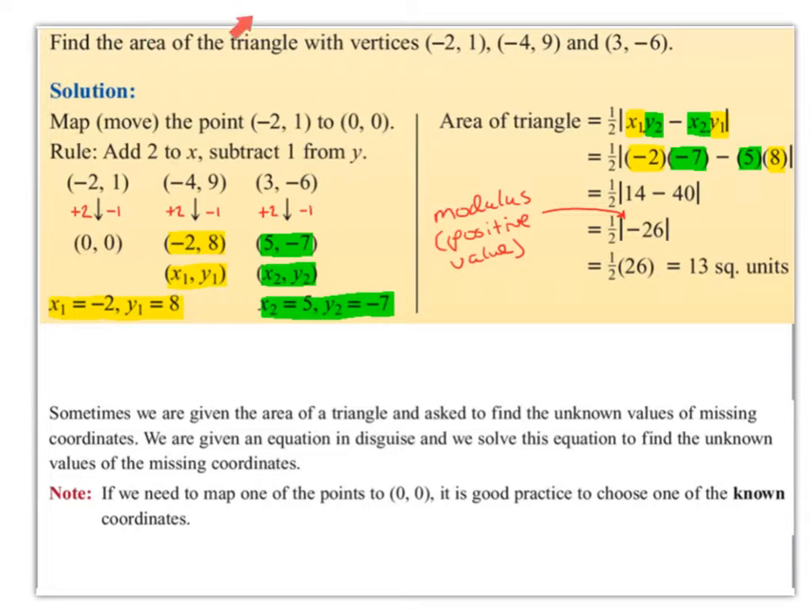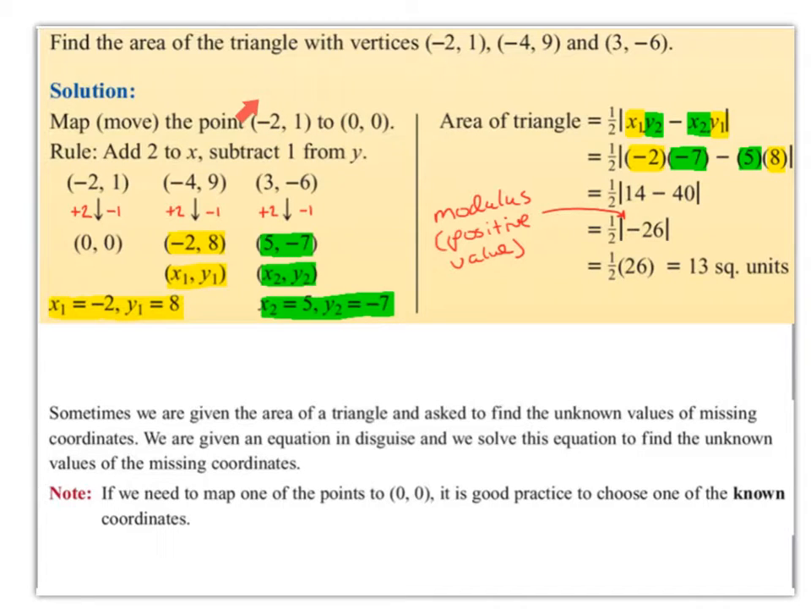Find the area of the triangle with the vertices -2, 1, -4, 9, and 3, -6. Well, hopefully first of all you notice that none of these points, none of these vertices or corners are 0, 0. So we have to choose one of them, it doesn't matter which one, and translate it to the point 0, 0. So we're going to go with the first one here, which is -2, 1, but it doesn't matter which one you do. So we're going to map or move the point -2, 1 to 0, 0.